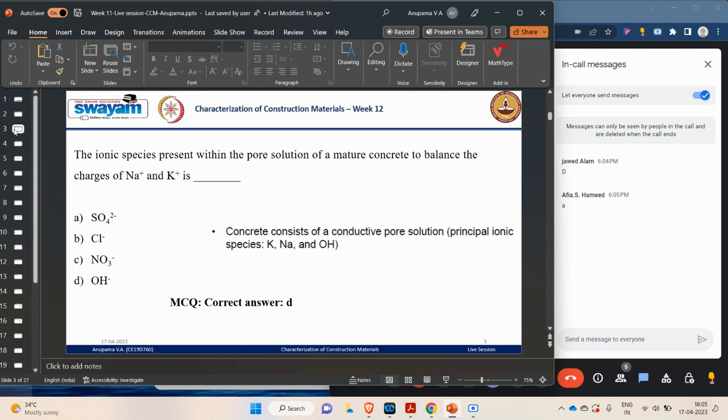The correct answer is option D, OH minus. The pore solution becomes conductive because of these ions. By knowing how much conductivity is present, we can correlate it with the pore structure, and we can correlate it with the durability. In the case of sodium positive and K positive, the charges present are positive charges. So in order to have a balance or equilibrium, the ion which is present is OH minus, and it is not sulfate 2 minus. So let's move to the next one.